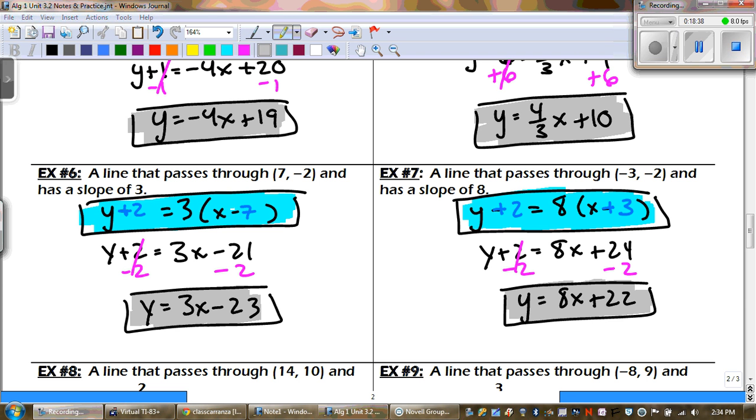Okay, and there's the work for both 6 and 7. Guys, you got to be very careful. Remember, when you've got the two minus signs, or minus and negative, change that to a positive right away. We don't want to see those double signs anymore. Okay? So you should get y equals 3x minus 23, and then y equals 8x plus 22. Okay?